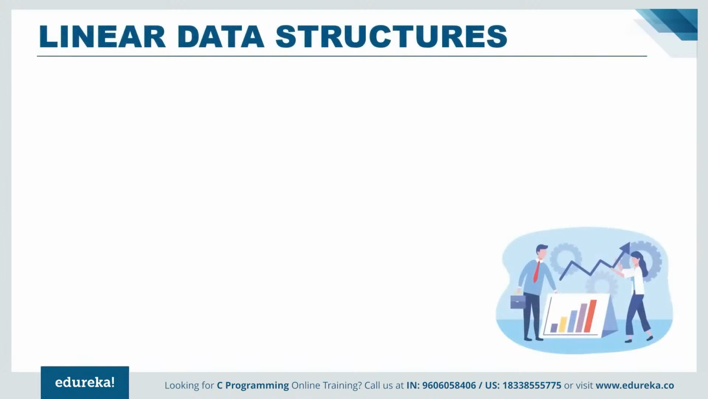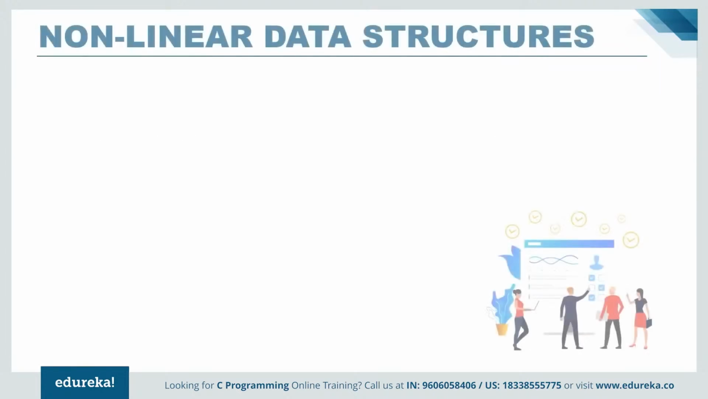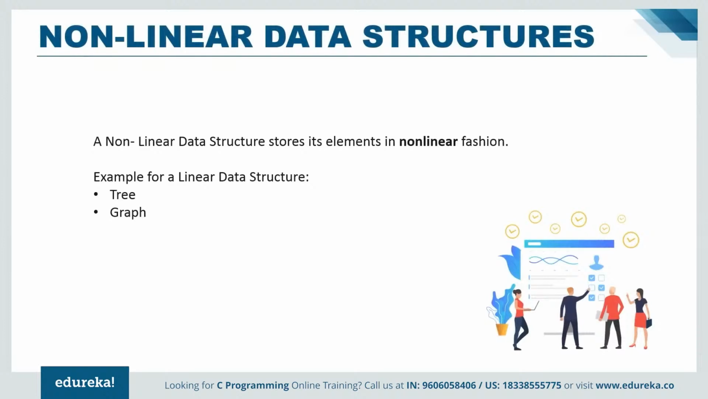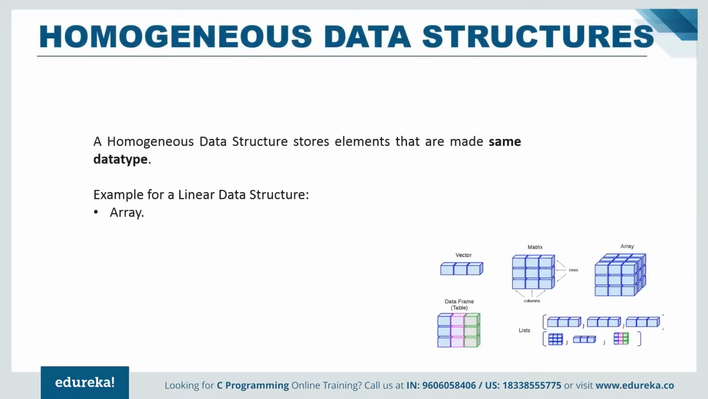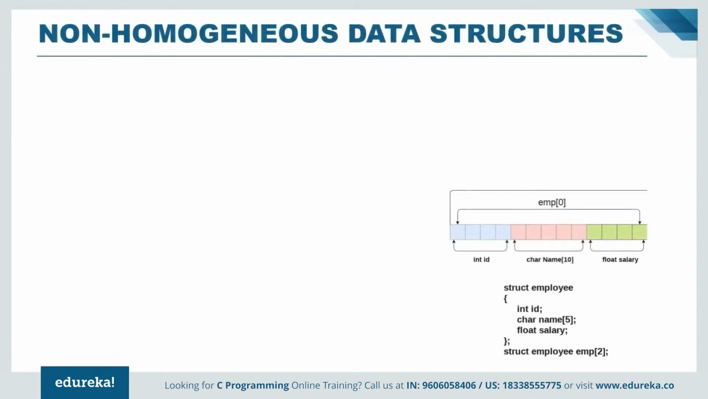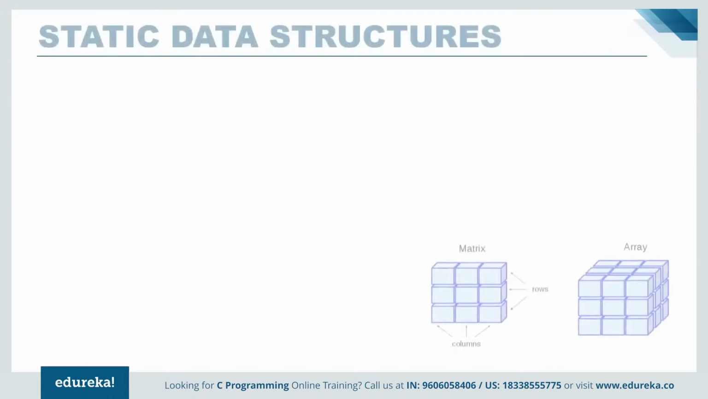Let us understand each one of them in a much better way and understand what exactly they are. Firstly, let us deal with linear data structures. A linear data structure stores its elements in an arranged linear sequence. Non-linear data structures store the elements in a non-linear fashion, for example, tree and graph. Followed by that, we have homogeneous data structures. A homogeneous data structure stores elements that are made up of the same data type, for example, array. The next are non-homogeneous data structures, which store elements of different data types, for example, structures.